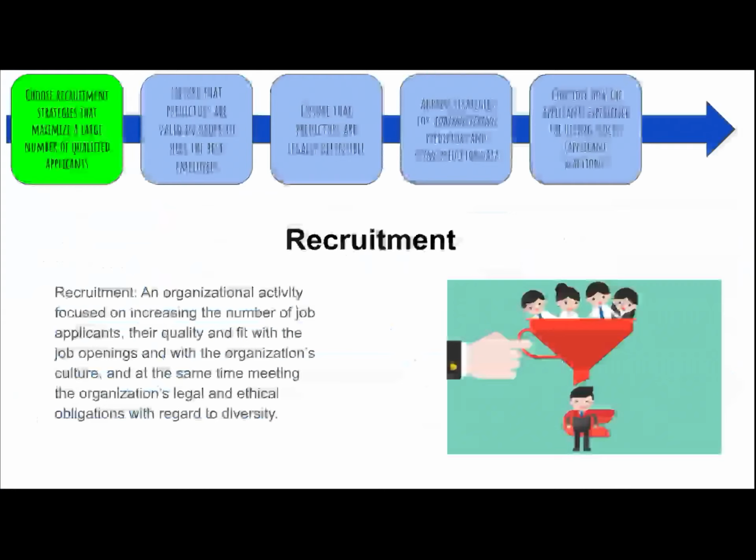It's focused on increasing the number of applicants, but also increasing their quality and their fit with the job openings and with the organization's culture. It's also important that the recruitment meets all of the organization's legal and ethical obligations. We'll be talking a lot about those legal obligations with regard to diversity of who they recruit and who they hire and who they employ.